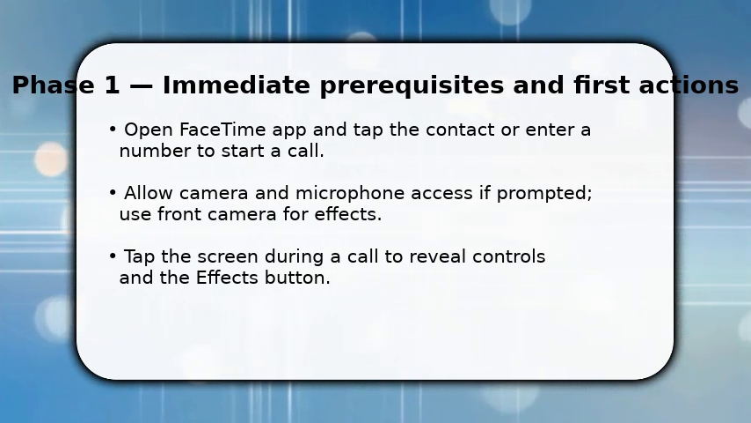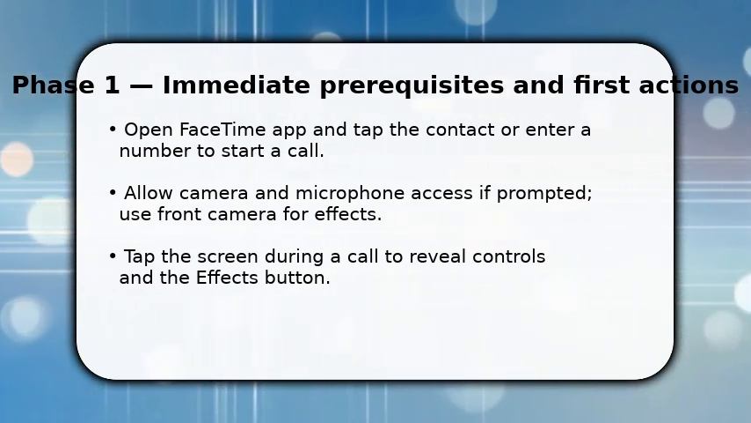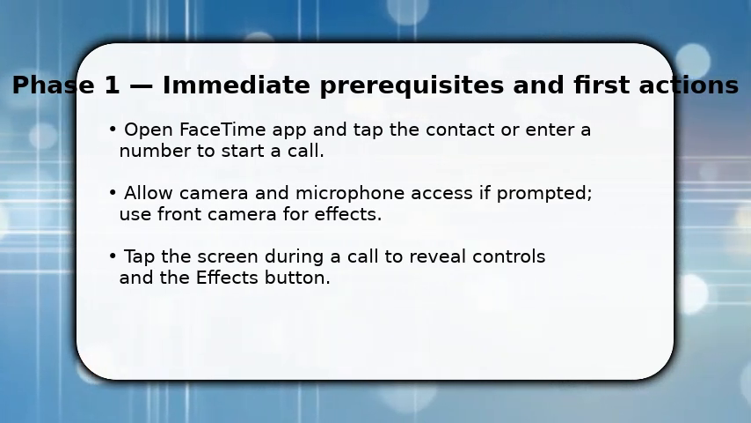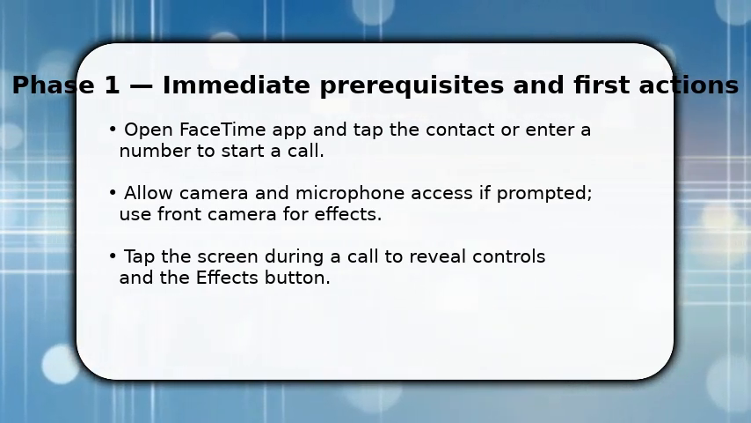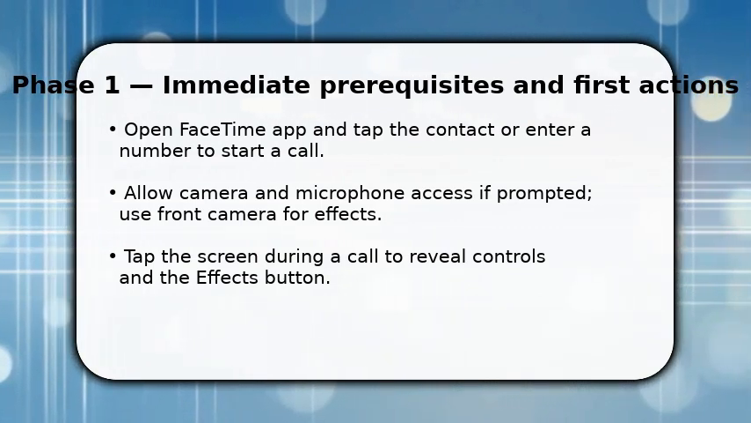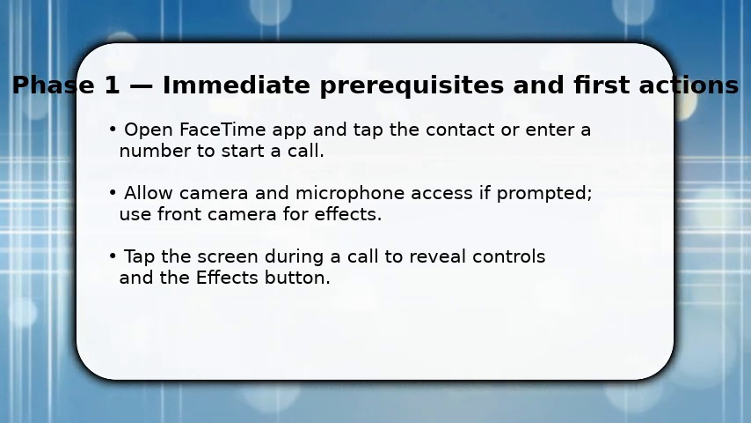Once connected, tap the screen to show controls and look for the effects icon, tap it. You do this first so the emoji and stickers appear layered on your live video. This avoids restarting the call later. If you plan to use Memoji, pick one now so it's ready when you add emoji overlays.